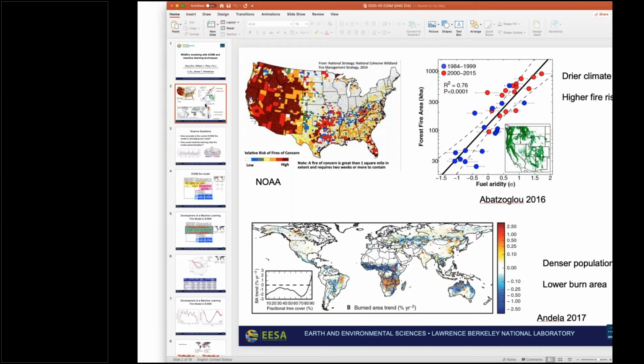On the top right here, we have an example of the Western U.S. forest where the fire risks are high. This study showed that the Western U.S. forest is experiencing a drier and drier climate along the time, and therefore the surface fuel aridity becomes higher and higher, which could explain about 76% of the variation in the forest fire burn area. The conclusion here is pretty straightforward. The dry climate causes higher fire risk, particularly for this western part of the U.S.